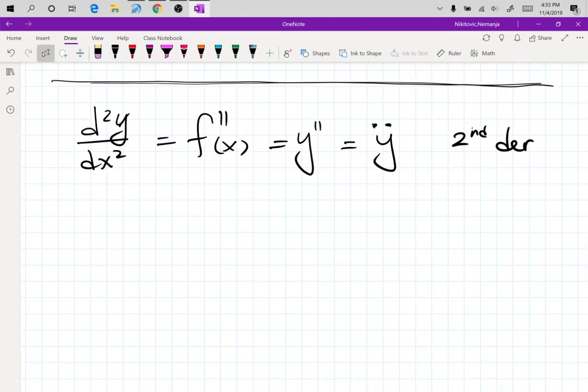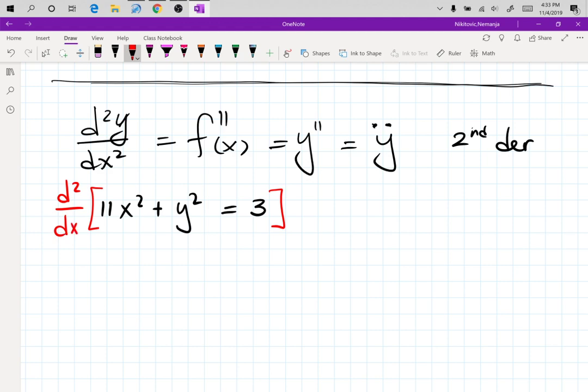of 11x squared plus y squared equals 3. We are looking for the second derivative of this. Now notice that I did not put the y up there because I am taking the derivative. So d over dx is the operator, and then you are taking the derivative of something. In this case, you are taking the derivative of the mess inside.